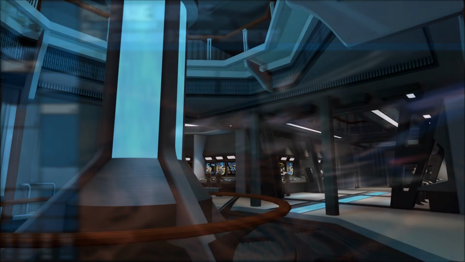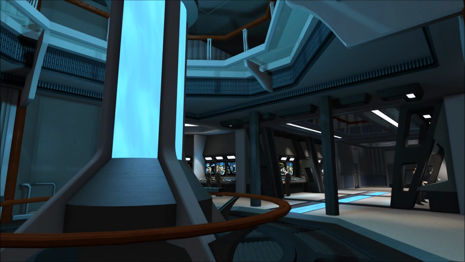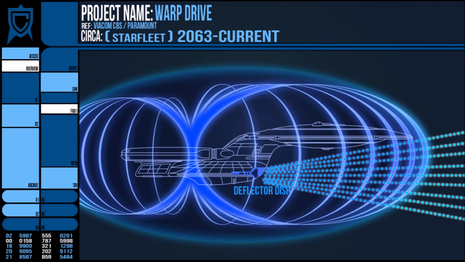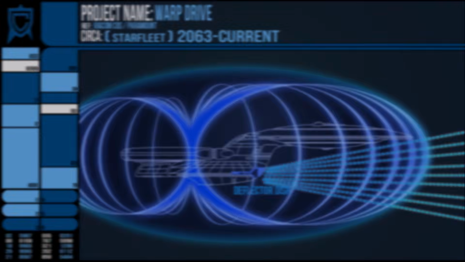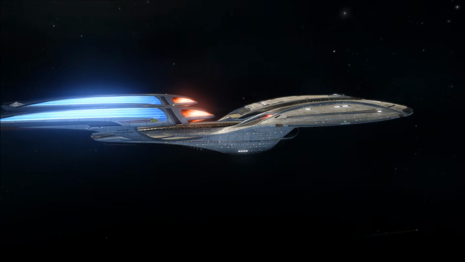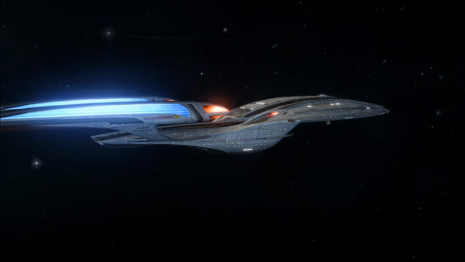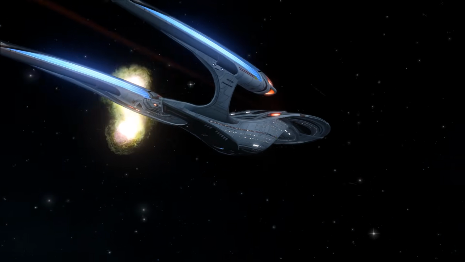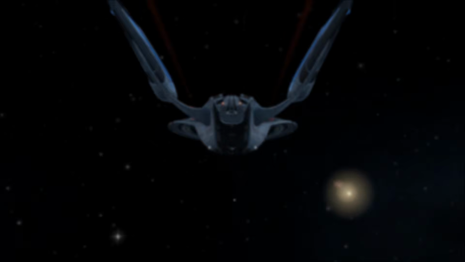There are a number of other systems too that revolve around warp, such as the deflector dish, which projects a field before the vessel that pushes aside small debris and space dust. Otherwise, a ship travelling at multiple times the speed of light, hitting a speck of dust, would most likely blow apart that ship, and the speck of dust wouldn't fare too well either.